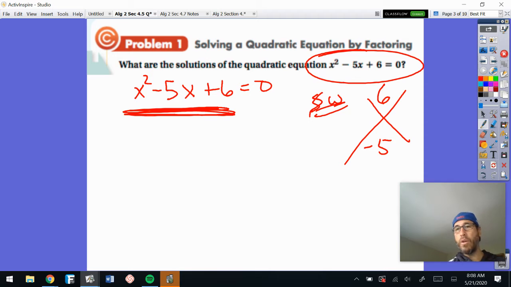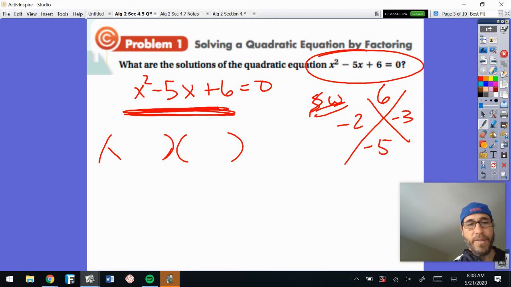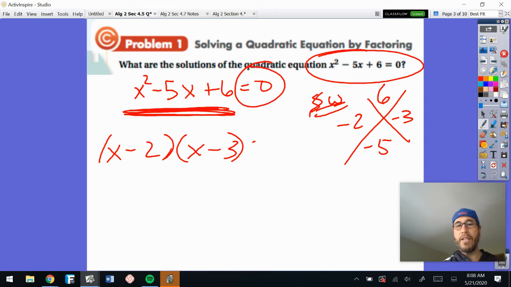And what did Mr. T say? Well, if that's the case, then you just make them both negative, right? -2 times -3 is 6, and if you add them together, you get a -5. So let's get it. Remember, we can do this one the super duper fast way. What would that look like? That'd be an x there, and then a -2 and a -3. The only difference here is we have that equal 0 guy.